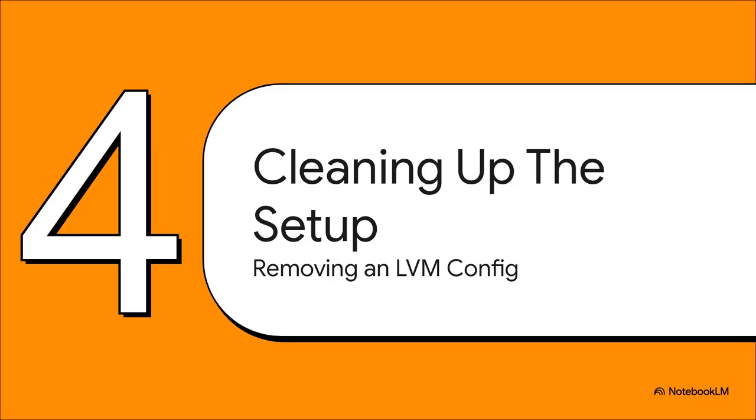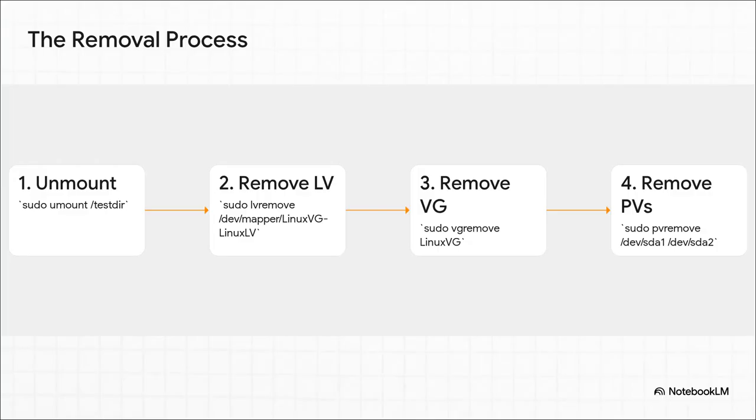All right, building stuff is fun, but being a good sysadmin means you also know how to clean up after yourself. Tearing down an LVM setup is just as easy as building it, as long as you remember to do things in the right order. The logic here is really simple. You have to tear it down in the exact reverse order that you built it. First, you unmount the file system, so it's not being used. Then you remove the logical volume. After that, you remove the volume group it was in. And finally, you remove the physical volume markers, which returns those partitions back to their original clean state.